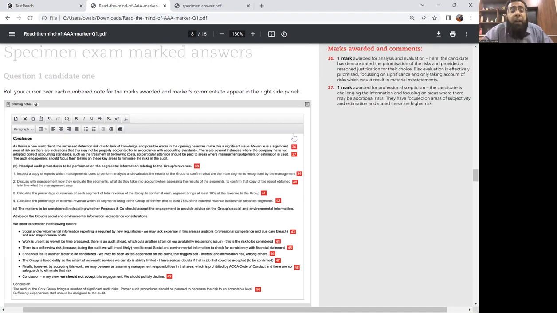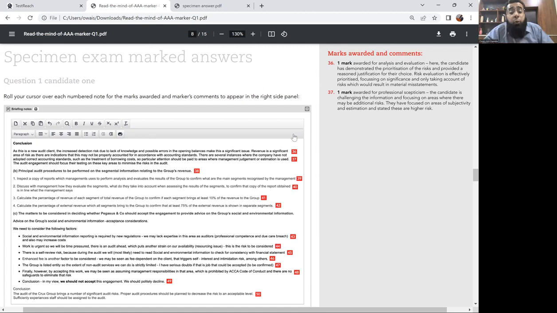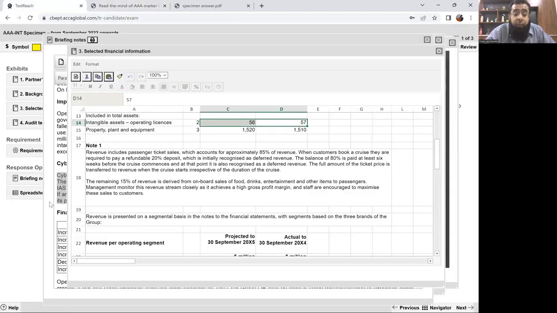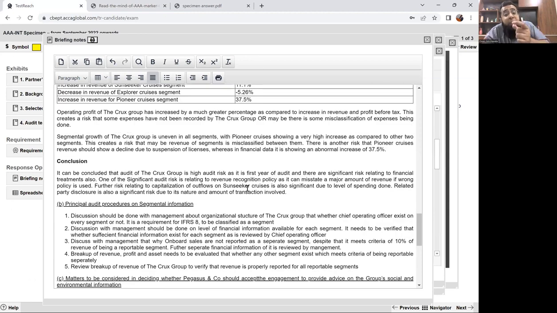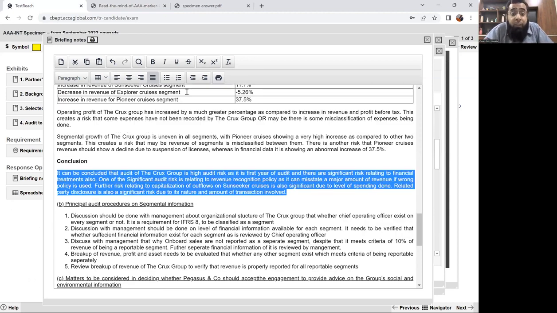So if you remember, I told you that this conclusion is required to justify your prioritization. Okay, you can give the conclusion at the end of the answer also, and after the audit risk also. If you remember, we also gave it after the audit risk. It is given to justify your prioritization.